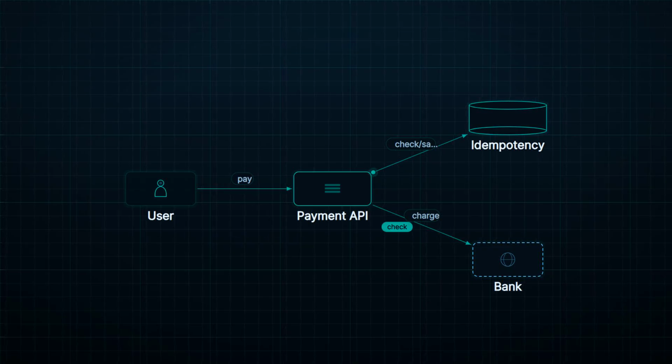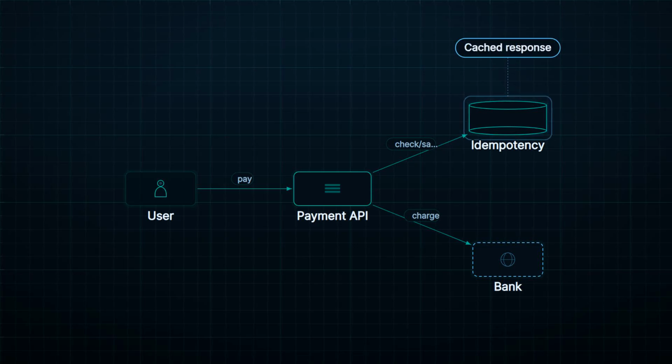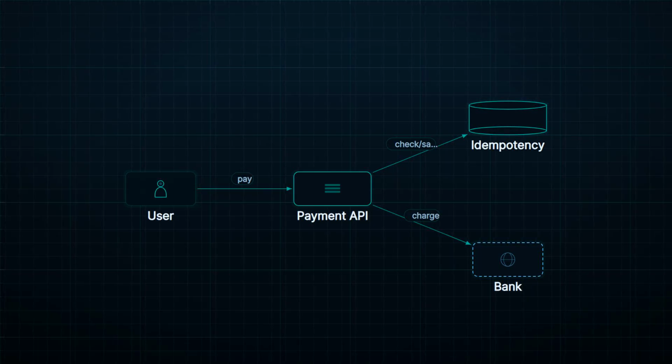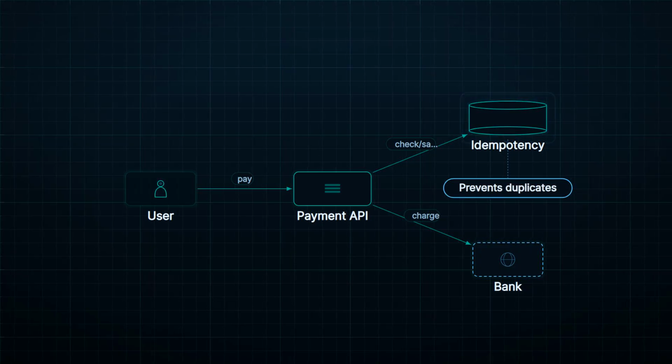A second pay request arrives. The API checks the store again. This time, the store finds the previous attempt's record and returns the cached response. The API responds to the user with success, no duplicate charge. The idempotency store prevents duplicate charges from ever reaching the bank. The retry is handled without hitting the bank again.